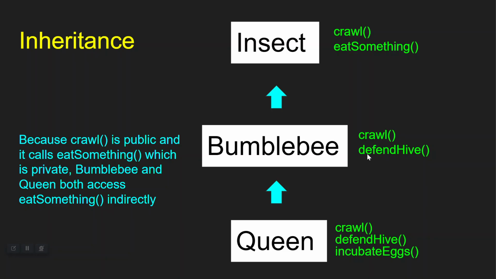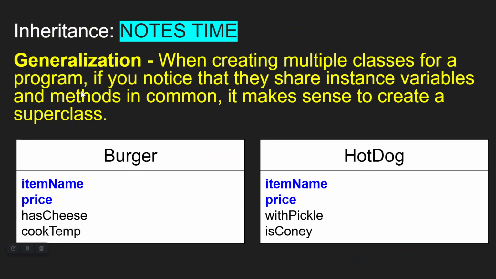The bumblebee class also has defend hive. If we go down here to the queen class, the queen inherits crawl as well as that indirect access to eat something. It also inherits defend hive, and it also includes its own unique method, incubate eggs. So that's how inheritance works in a general sense. Hopefully you're getting a better idea of how methods are inherited and which ones are available in which class.